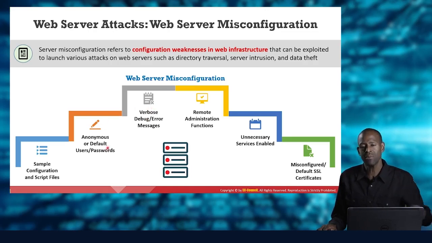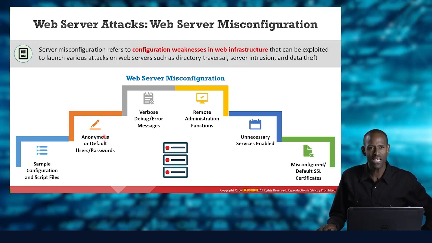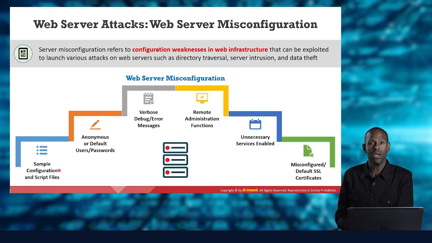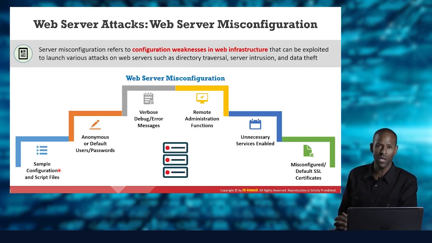Another one is anonymous or default users, or default passwords, which can be left over from a bad install where you forget to remove some of the defaults. Another one is sample configuration files and script files. Like I was saying, a lot of web servers come with a default website to demonstrate what the web server looks like and show you that the web service is actually running. Same with scripts and so on. We need to make sure that if they're not needed, they're removed. And really, no sample is actually needed for a production web server.